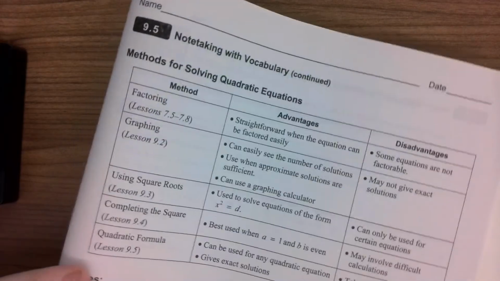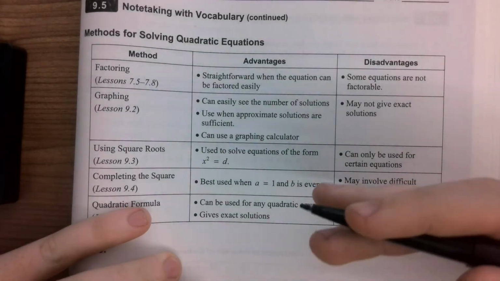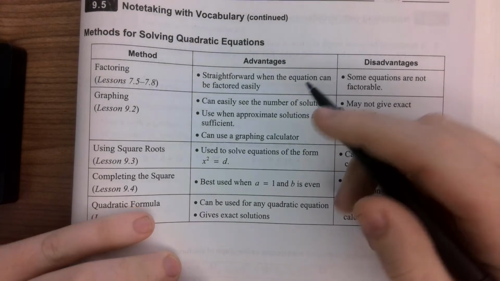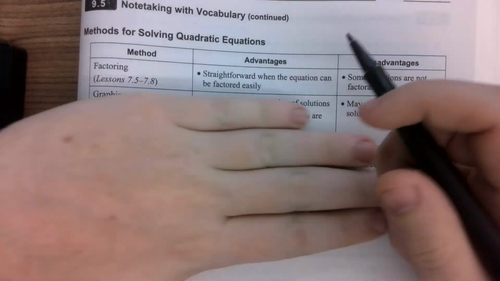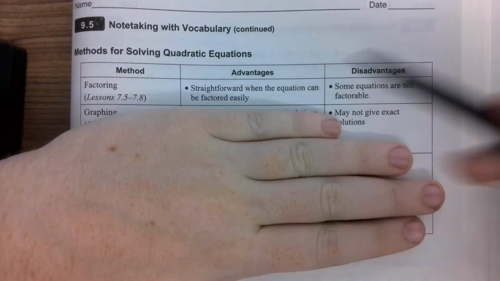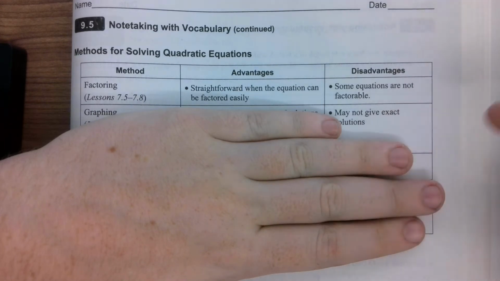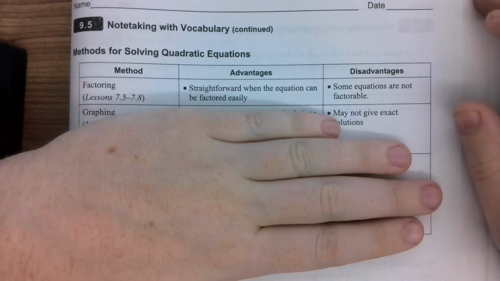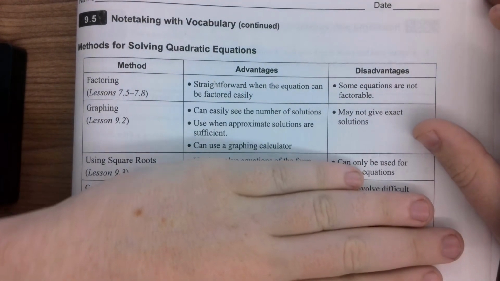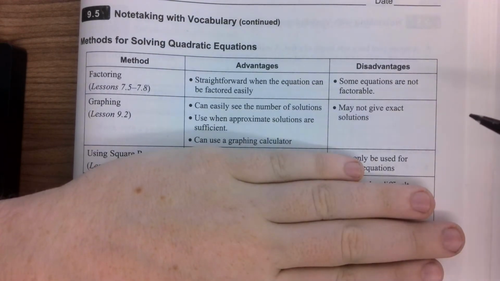On page 299, there's a list of some of the advantages and disadvantages of each method. Factoring is what we've mainly been working with. We learned different ways of factoring, and it's fairly straightforward. The problem is there are some equations that cannot be factored, like that x squared minus 2x plus 100. You could also graph, but sometimes your graphs might not be exact.